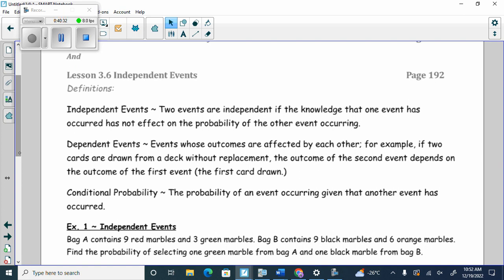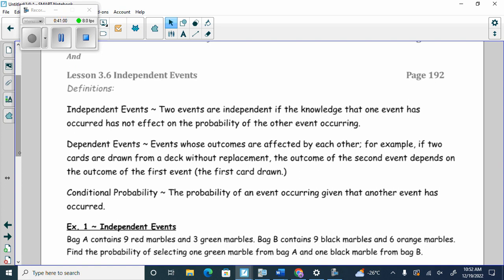Independent and dependent is and. It's two events happening. So I can pull out one card and then pull out another card, what's the probability it's this and this, okay? I can spin a spinner and pull out a card, what's the probability it's this and this? I can take a marble out of this bag, take a marble out of this bag, what's the probability it's this and this? You have to decide if it's independent or not, because could I do the events out of order and it wouldn't change the probability? Then they're independent.